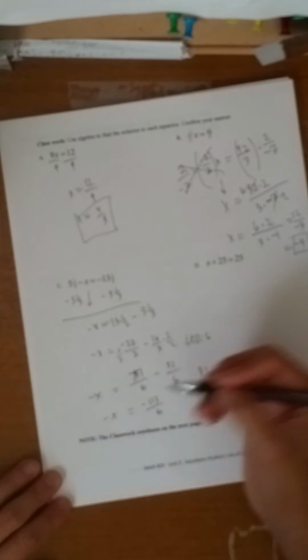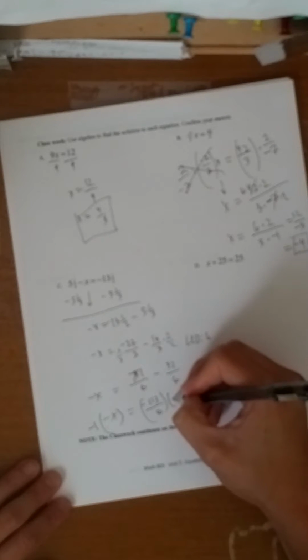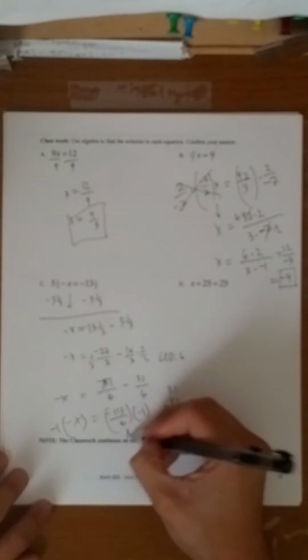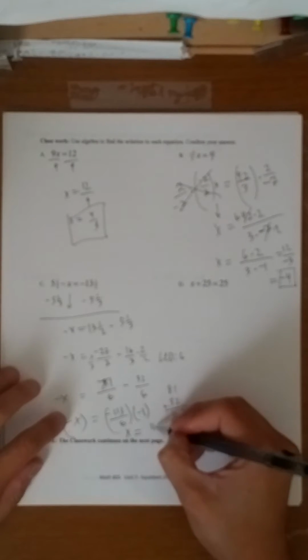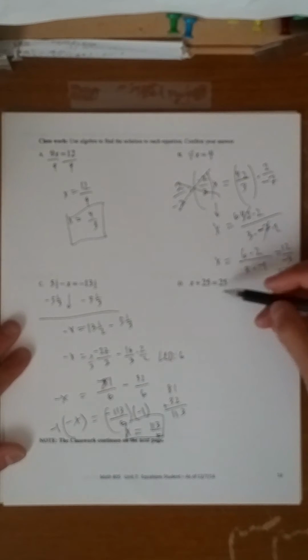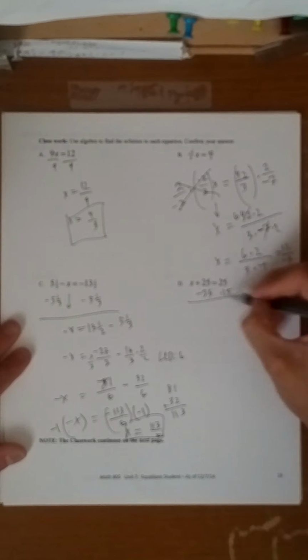Now I divide by a negative, or if I want, I'm going to multiply by a negative because it's the same thing. And this gives me here that x is 113 over 6. We can leave it as such. And the same thing here for D, I'm going to subtract 25 from both sides. And x is 0. There's nothing left.